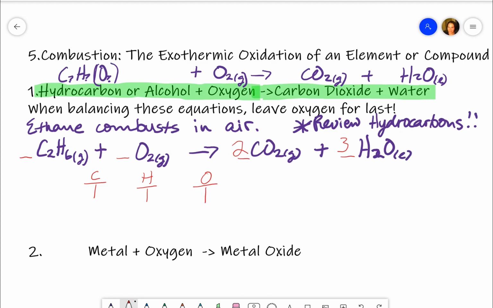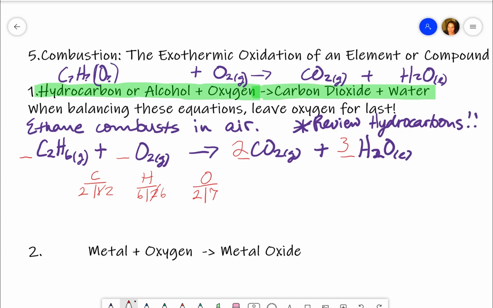So carbon, now on the left I had 2, on the right I had 1, and I put a 2 in front, so now I have 2. Hydrogen, on the left I had 6, on the right I had 2. I put a 3 in front, and now I have 6. Oxygen, on the left I have 2. On the right I have 2 times 2 in the carbon dioxide, I've got 4, plus 3 times 1 from the water is 3. So 4 plus 3 is 7. There is no way to turn 2 into 7.